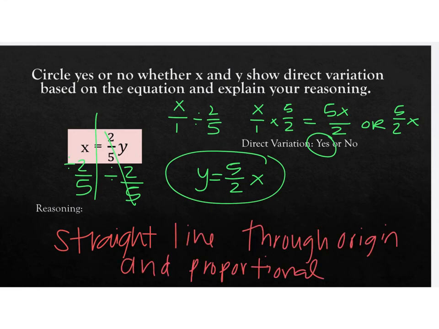Now on your slide, it should be asking what your k value is here. I don't see it on mine, but the k value here is going to be our 5 halves, or 5 over 2 equals our k value, or our unit rate, or our constant of proportionality. Okay, so try the next few slides. Good luck.